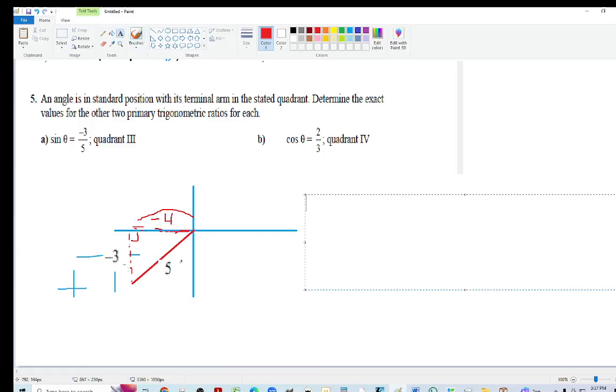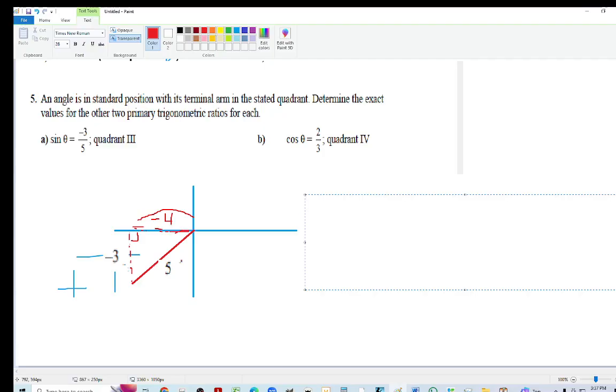Now I can figure out all my other trig values. So I have to take my adjacent to the angle. That's -4 over the hypotenuse, 5. Tan, I have to take the opposite, which is -3, over the adjacent, -4. Here's where you're going to learn why tan is always positive. A negative divided by a negative is a positive. And that's why tan and cotan are positive in this sector. It's because when you take the opposite divided by the adjacent, they're both negative and become positive.